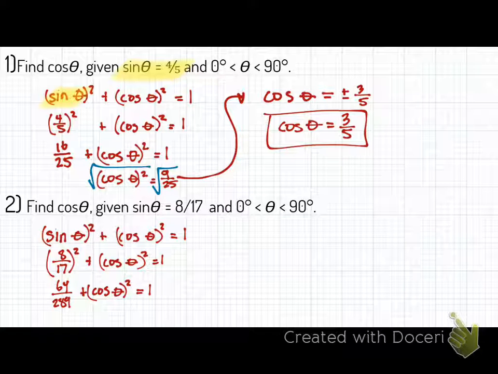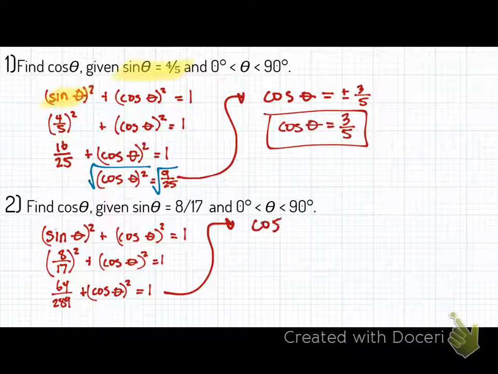Now, couldn't I have skipped this step right here? Couldn't you have skipped this step on your paper? Yeah, we could do that, right? All right, so now I'm going to subtract 64 over 289, okay, from both sides. Now I got a question for you. How do we make 1 a fraction? Over 1. What's the common denominator between both of these? 289. So it's like saying, what's 289 minus 64? 225, right? So we got cosine of theta squared is equal to 225 over 289.